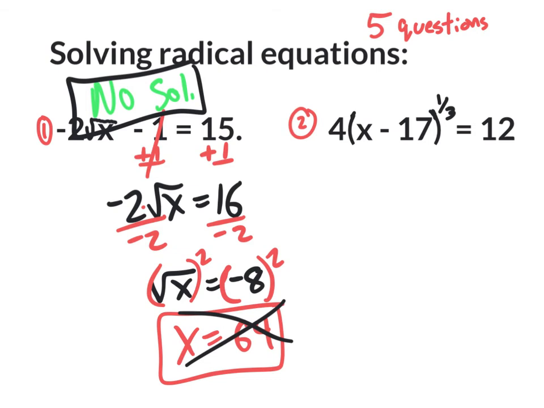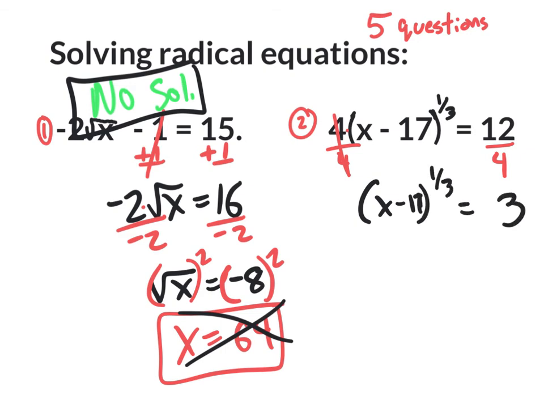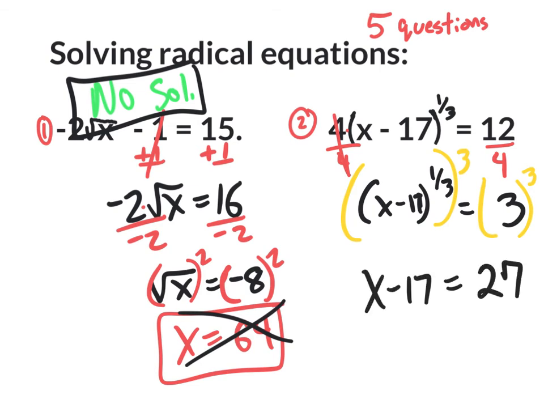We want to isolate that third root, right? The power of 1/3. How do we isolate? We're going to get rid of the multiplication of 4 by dividing by 4. Dividing by 4, you will get x minus 17 to the 1/3 power equals 3. How do we get rid of the 1/3 power? Anybody? Thank you, power 3. Power 3, okay. So we end up with x minus 17 equals 27.